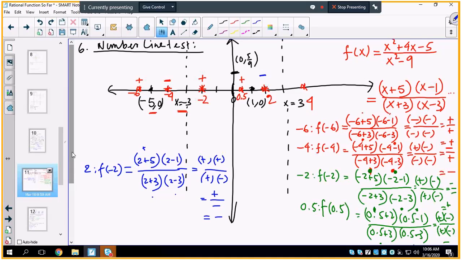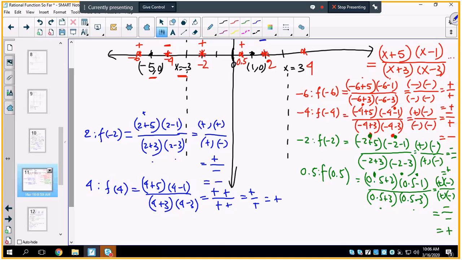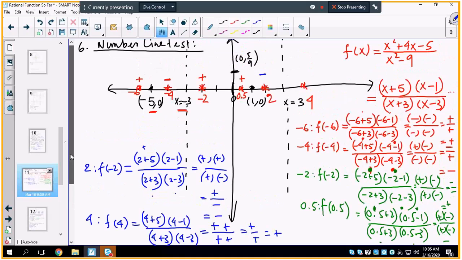And finally, 4 is your last testing point. So you're finding f of 4. So you get 4 plus 5 times 4 minus 1 over 4 plus 3 times 4 minus 3. And as you probably have seen it already, all of the signs are pluses, both on top and bottom. So I get plus over plus, which is plus. And hence I get to say at 4, I am positive.